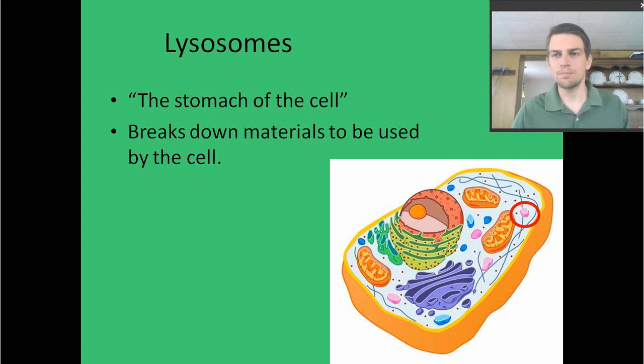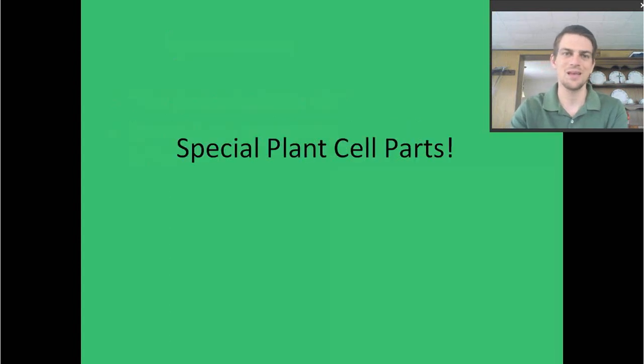So it could be parts of the cell that are no longer working that need to be broken down, like say some organelle stopped working and needs to be broken down, or maybe there's little pieces of excess protein floating around, or whatever. And basically it takes these materials and it'll break them down and recycle them so that the cell can use it in new ways. So it is the stomach of the cell. It takes things, breaks them down so they can be used, just like our stomachs.